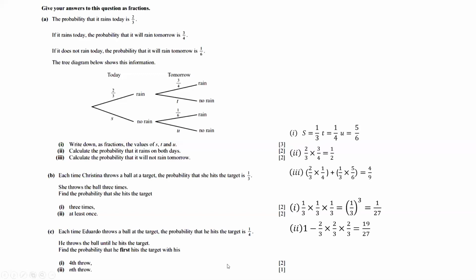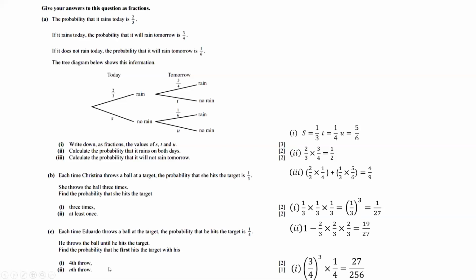Okay, so that means the first time is not hitting. The first time not hitting is 3 over 4. You need to power 3 because 3 times never hit. Then only the last time you hit, so you multiply by 1 over 4 for the last time. This power 3 means he throws 3 times and never hits, but the 4th time he hits. So you multiply this, and you get the answer.